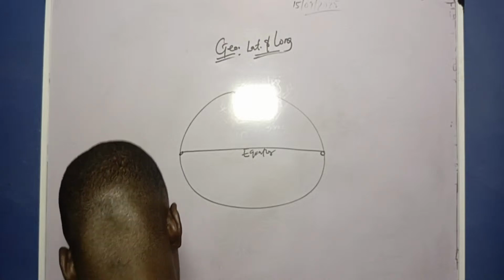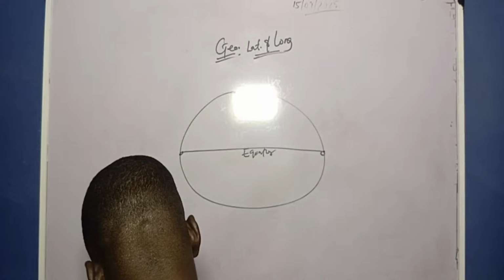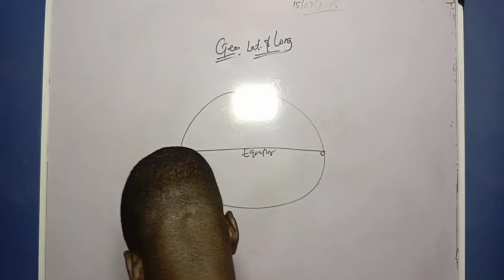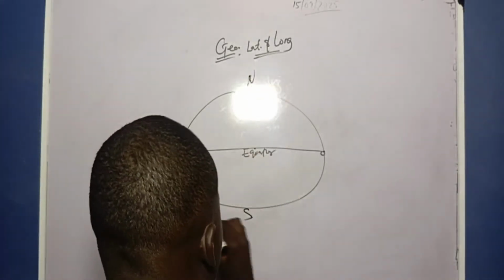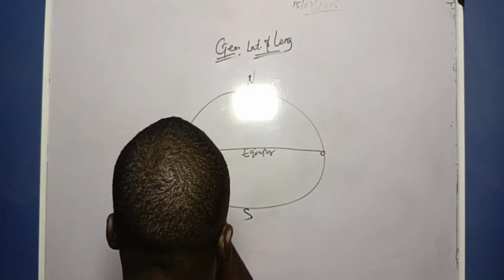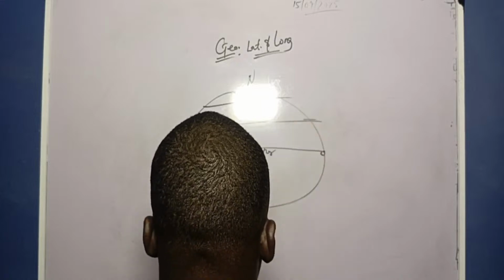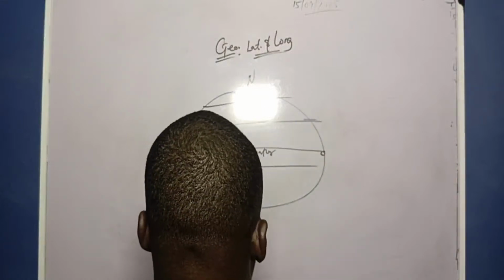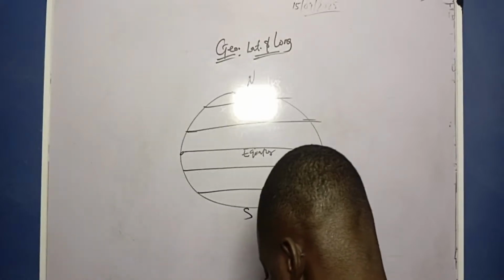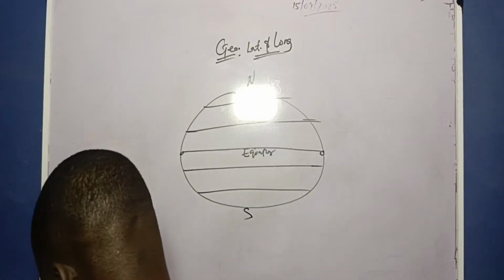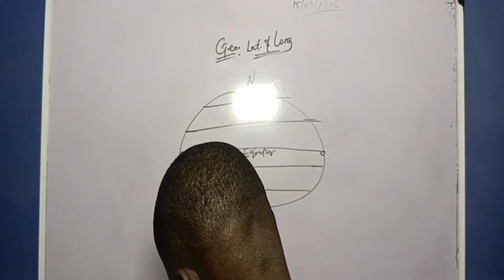From the center of the Earth, which is the equator, to the north or south of the equator. From the center of the Earth here to the north or south of the equator. So here are lines of latitude running from the center of the Earth, north or south of the equatorial region. So that is the simple definition of the meaning of latitude, as it were.